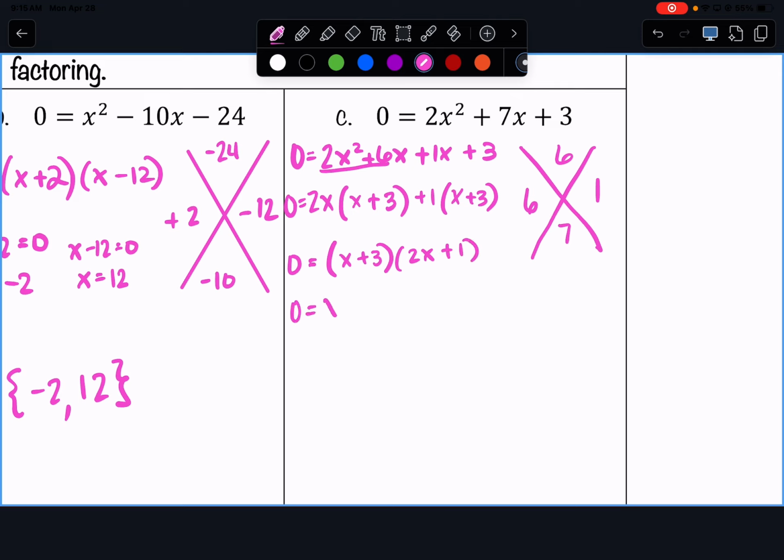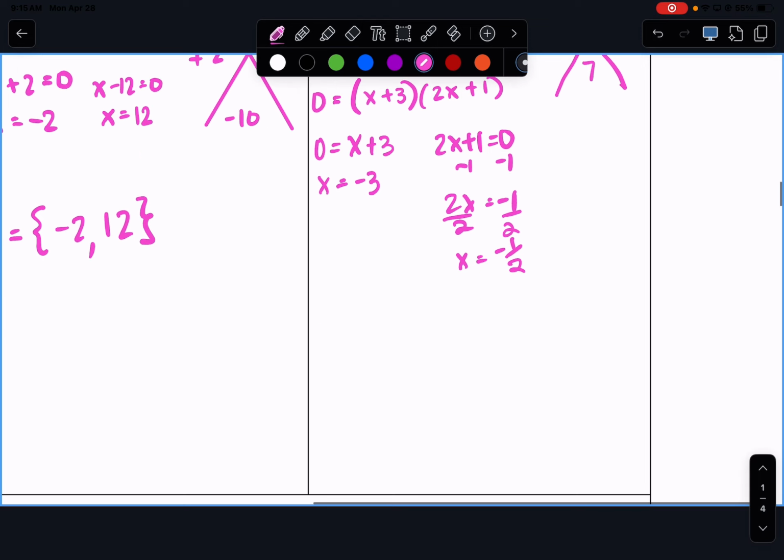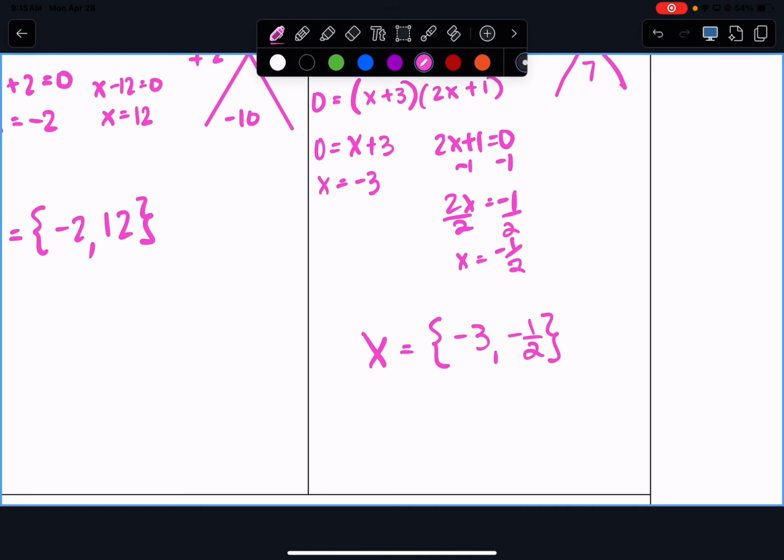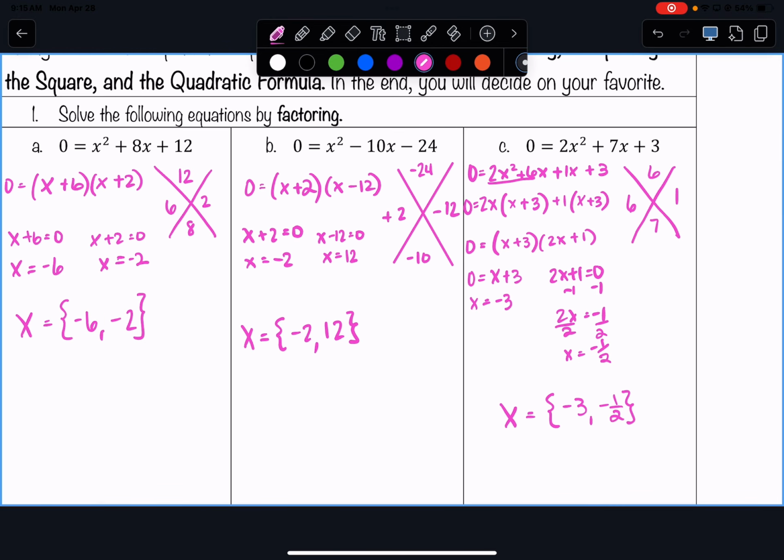So we do 0 equals x plus 3. What does x equal? Negative 3. And if we do 2x plus 1 equals 0, how do I solve that? Subtract 1, then what do we do? Divide by 2. So x equals negative 1/2. So we get x equals squiggly bracket, negative 3, comma, negative 1/2. All right, so that is a recap of solving by factoring, okay? So some factoring questions are easier than others. Factoring is the easiest when A is 1 and it's fully factorable, okay?